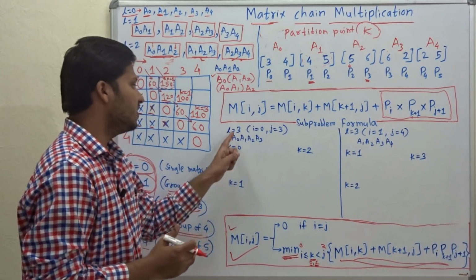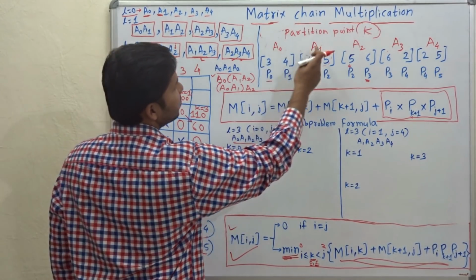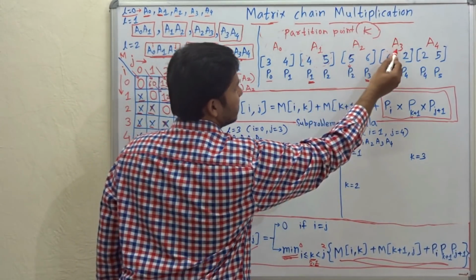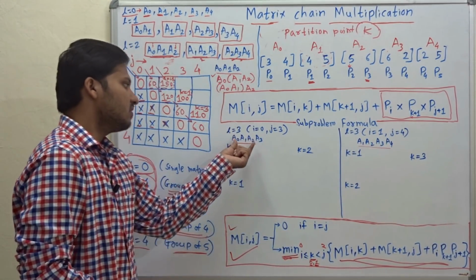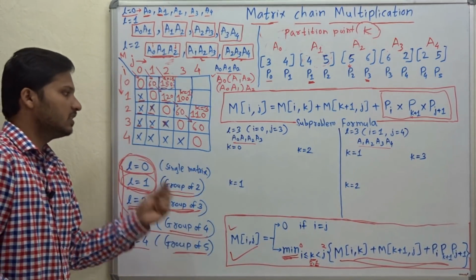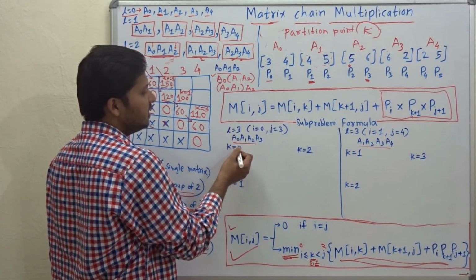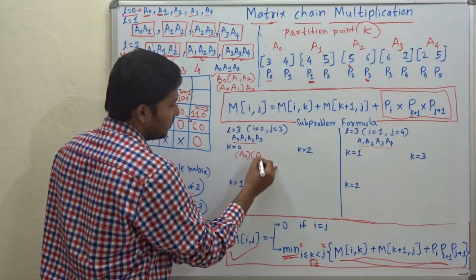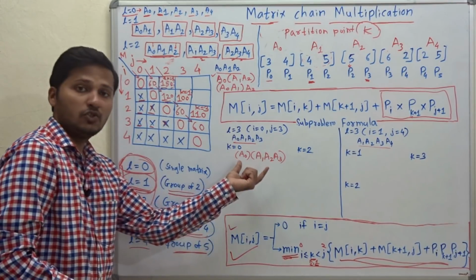Now for L equal to 3, the first group is A0, A1, A2, A3. So here it is A0, A1, A2 and A3. And the second group is A1, A2, A3, A4, which is written here. So these are the two groups for L equal to 3, means the group of size 4. Now, for the first group, suppose the partition point is 0, means K is equal to 0. So two partitions will be A0 and A1, A2, A3.